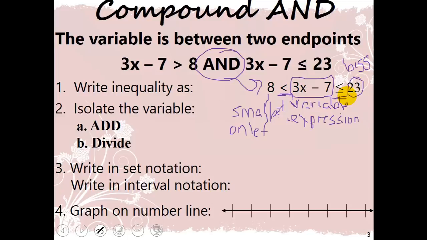So the first thing that we want to do is isolate that variable. So we're going to have to add 7. Think of this as 3 separate pieces, the left piece, the middle piece, and the right piece. Whatever you do to the middle piece, you have to do to both the left and the right. So I'm going to add 7 to all 3 sides. So I get 15 is less than 3x, which is less than or equal to 30. I added 7 everywhere. Add 7 to all sections.